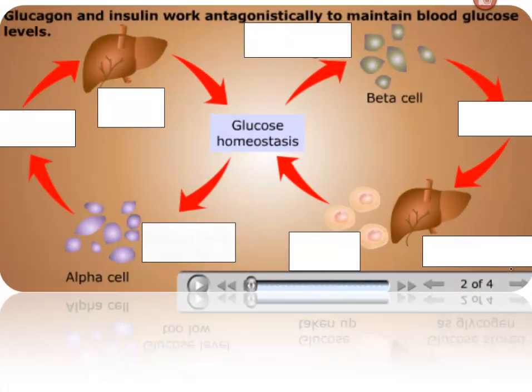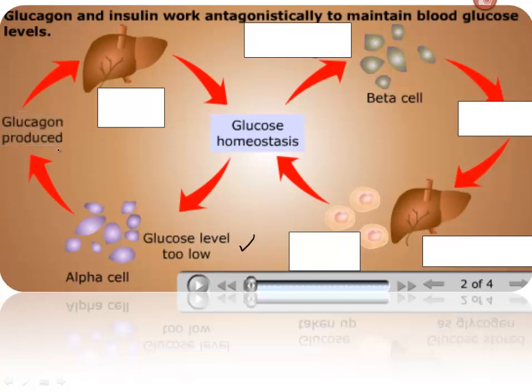So here's glucose homeostasis. Let's start going down here in the bottom left. If the glucose level is too low, then alpha cells will actually secrete glucagon. And glucagon will help to release extra glucose that was stored in the liver. And remember, when glucose is stored in the liver, it's stored as glycogen. Glycogen is just a chain of glucose molecules arranged in a special way.